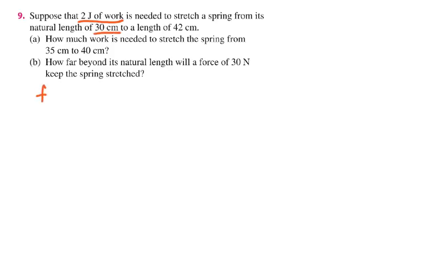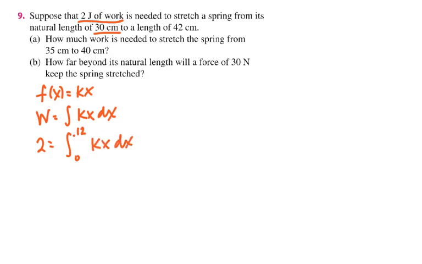So we start off with f of x equals kx, because we're stretching a spring, so we're using Hooke's law. We're going to use that to say work equals the integration from a to b of kx dx. Now the work is 2 joules, and our natural length is 30 centimeters, which is 0.3, and we're starting there. So we're starting at 0 and stretching to 0.12 meters, because 42 centimeters is 12 centimeters away, which is 0.12 meters. And then we have kx dx.